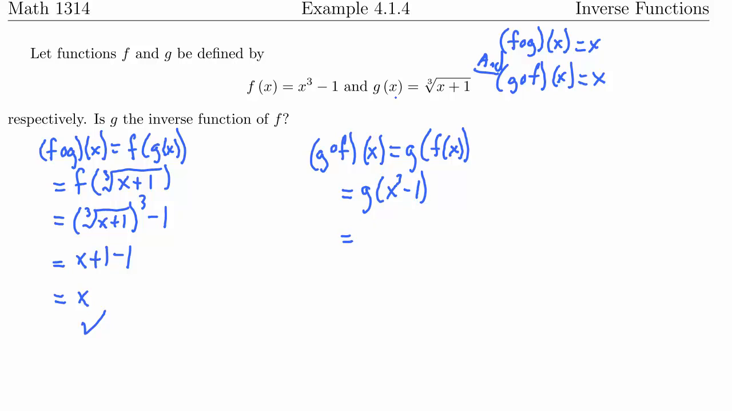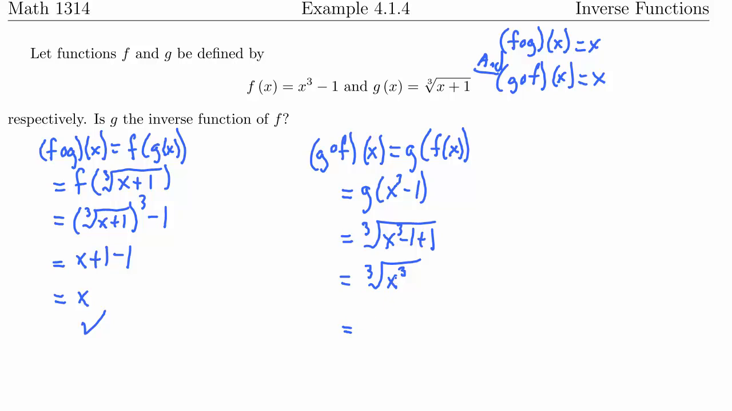And again, go back to the g function and replace the x with what we say it is. In this case, it's x cubed minus 1. So what I'm left with is the cube root of x cubed minus 1 plus 1. So notice that inside this radical I have negative 1 plus 1, and negative 1 plus 1 is 0, so all I'm left with inside the radical is x cubed.